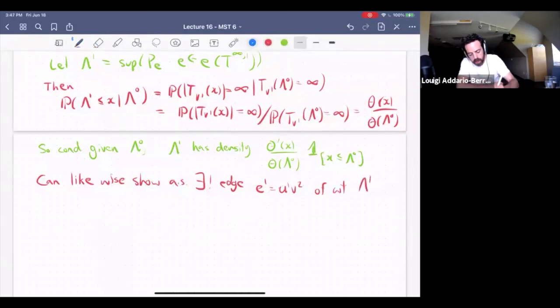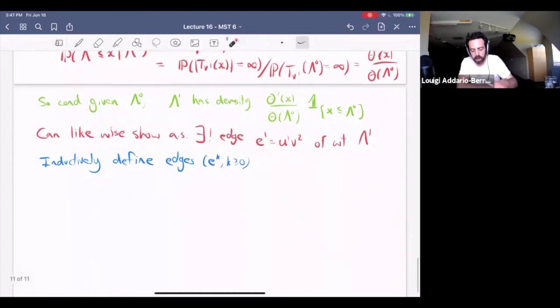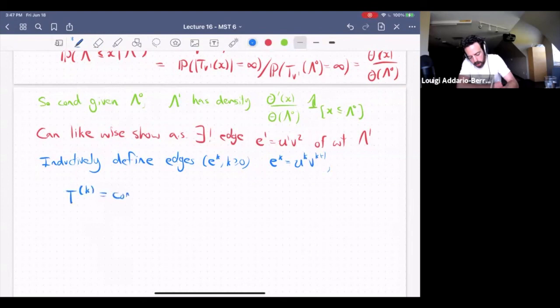And now you can see, I'm just going to continue in this manner. So inductively, I'll define a sequence of edges, EK, right? Where each time EK is just the largest weight edge that Prim's algorithm ever adds after having added edge EK minus 1. Okay, so EK is UK VK plus 1. And so TK will be the component.